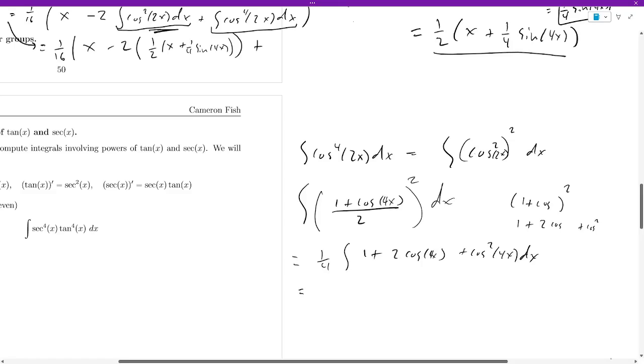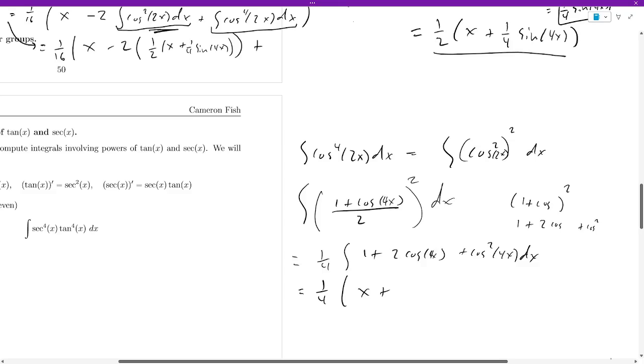Okay, this is a marathon problem. We're almost there though. Keep the 1/4. The 1 becomes an x. How do I integrate 2 cosine 4x? Well, this is the same thing we did before, where it's technically a little u-sub, right? Our shortcut we learned was that it's going to become sine, but then I divide by 4.